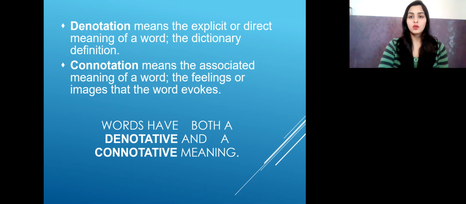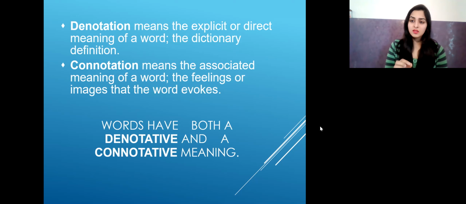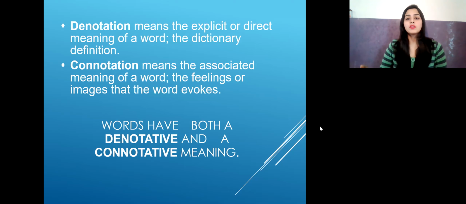What is denotation now? Sorry. Denotation means the explicit or direct meaning of a word, the dictionary definition. So every word has two meanings. One is the specific meaning that is given in the dictionary. So if you want to open the meaning of love, suppose the word love, and you open the dictionary, it's given when you are attached to someone, you have affection, you are caring to that person, that's love, right?